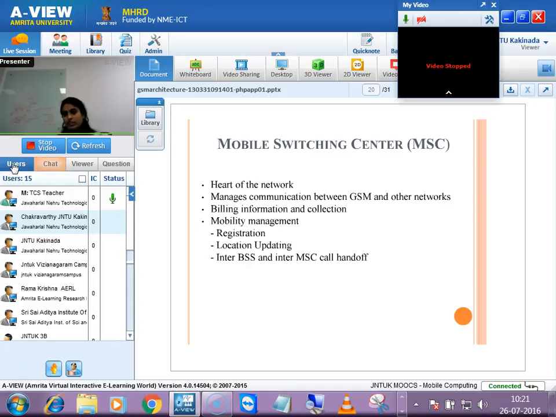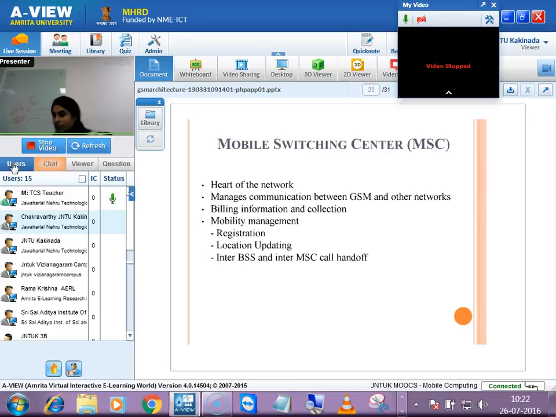You paid for 3G services and you are getting 3G services. Then you went to some other place where there are no 3G towers, only 2G towers are deployed. At least maybe you cannot be served with data, but you should be provided with the minimum services like call services, message services, mails. So it will fall back from 3G to the 2G network. This is nothing but circuit switch fallback network. Falling back from one generation to a lower generation is falling back to the lower network. So it manages communication between GSM and other networks.